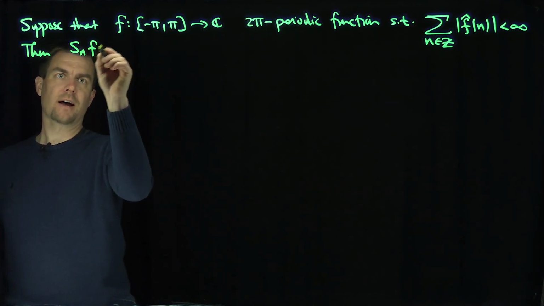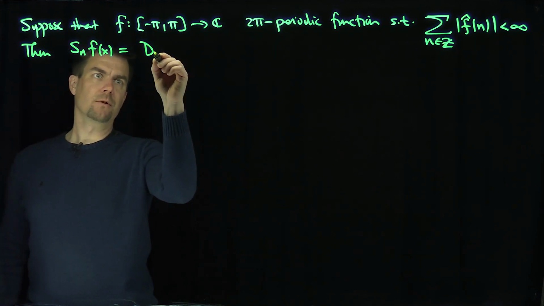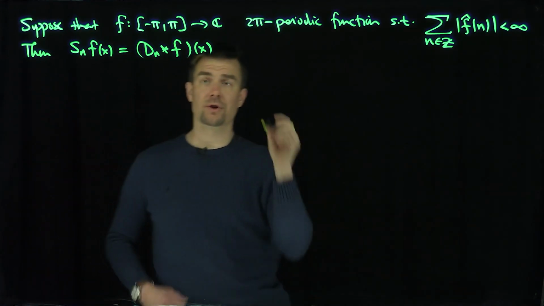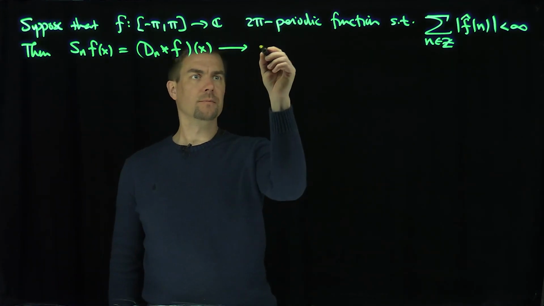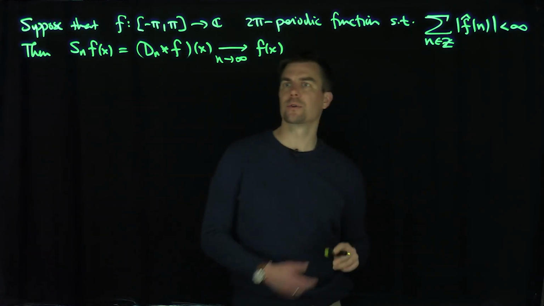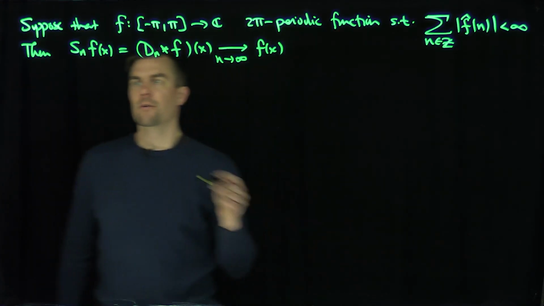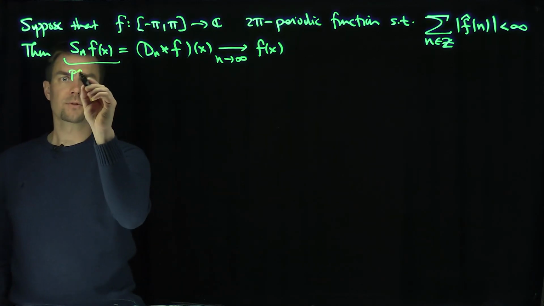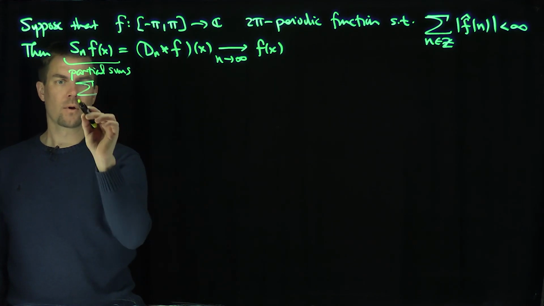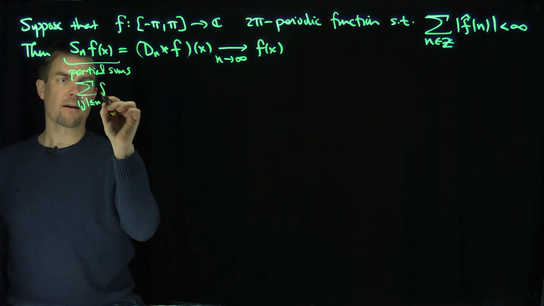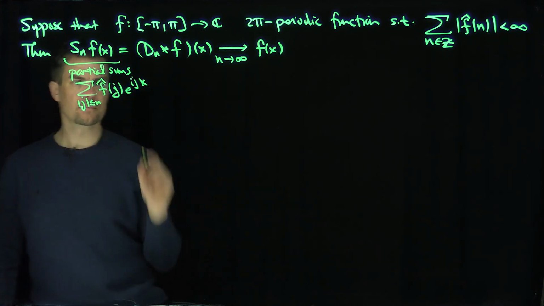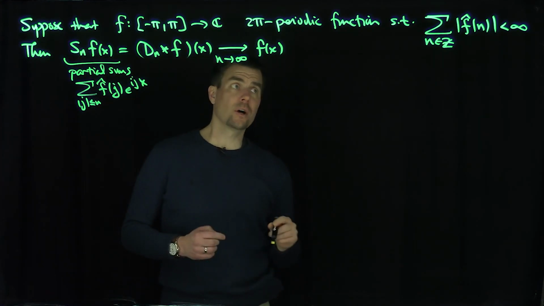S_n f of x, which is the convolution of the Dirichlet kernel with f, the n-th Fourier partial sums, converge uniformly to the function f. Okay, excellent. So there's the uniform convergence over here. And of course, these are just the partial sums of the Fourier series, just the sum over j less than or equal to n of f hat of j e^{ijx}. Excellent, okay? Now, how do I show something like this?